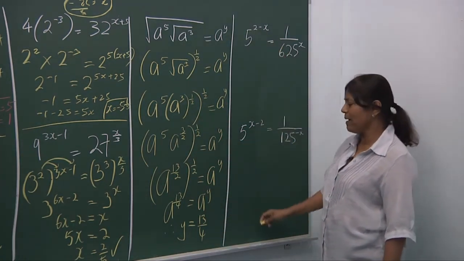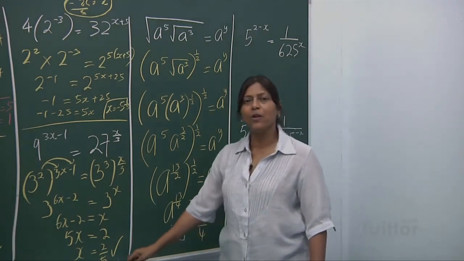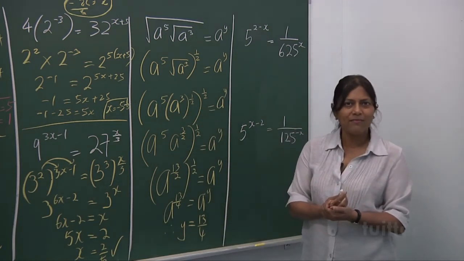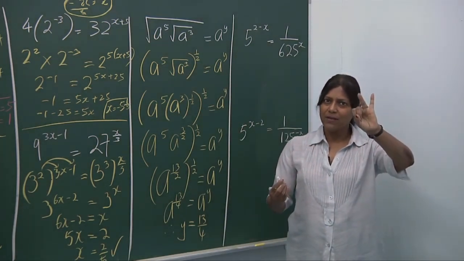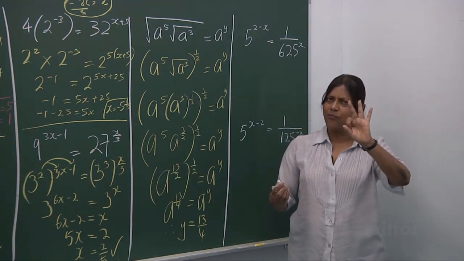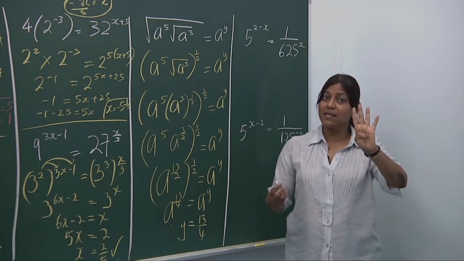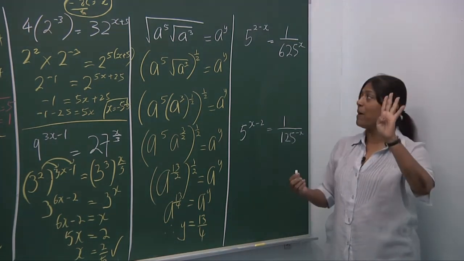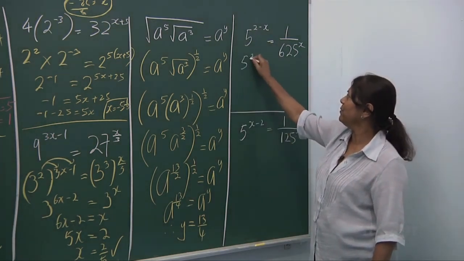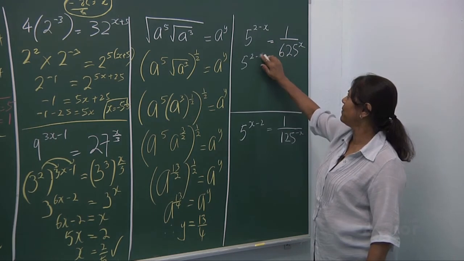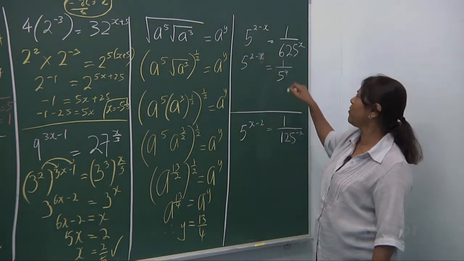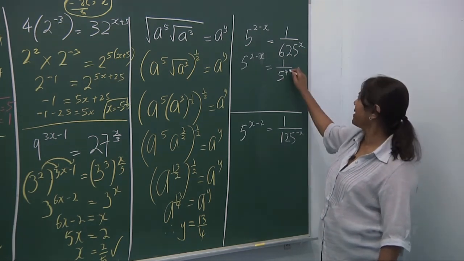5 to the power of 2 minus x. Now if you look at 625, alright, we know 5, 25, 25 times 5 is 125. 125 times 5 is 625, right? 5 to the power of 4. So you look at 625, it is 5 to the power of 4, and you've got an x.